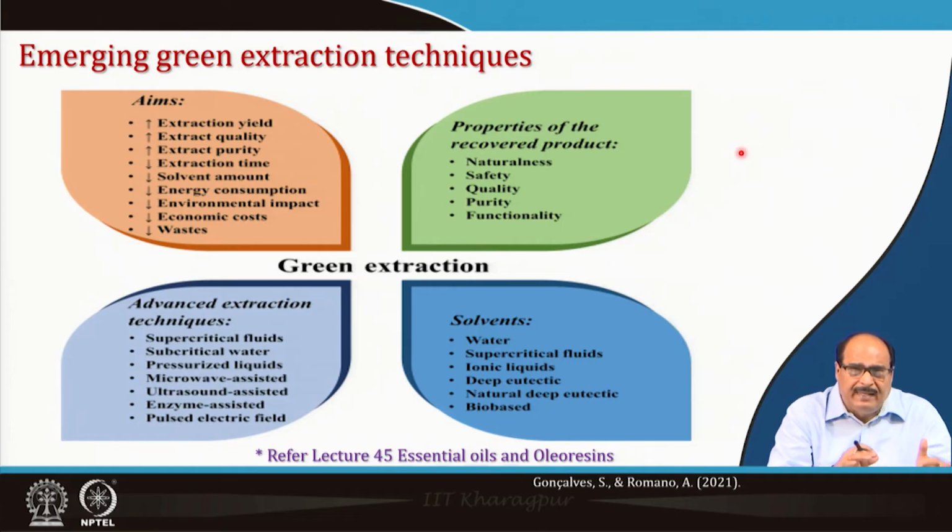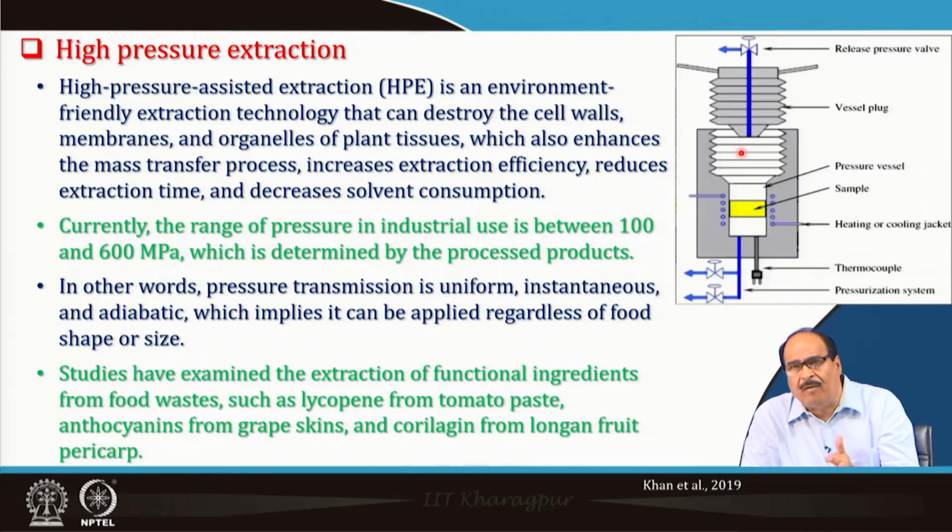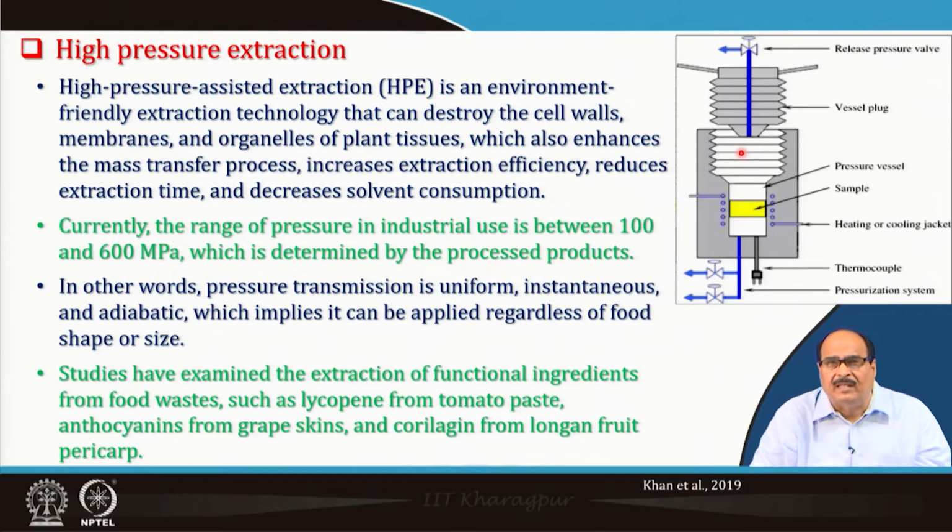So, in lecture 45 we discussed most of these technologies, but some important ones we will again summarize. The high pressure extraction is one of the very emerging environment friendly extraction technologies that can destroy the cell walls, membranes and organelles of the plant tissue, which also enhances the mass transfer process. It increases the extraction efficiency, reduces extraction time and decreases solvent consumption. Currently, the range of pressure of industrial use is between 100 and 600 megapascal, which is of course determined by the nature of the processed product. The pressure transmission is uniform, instantaneous and adiabatic, which implies it can be applied regardless of food shape or size.